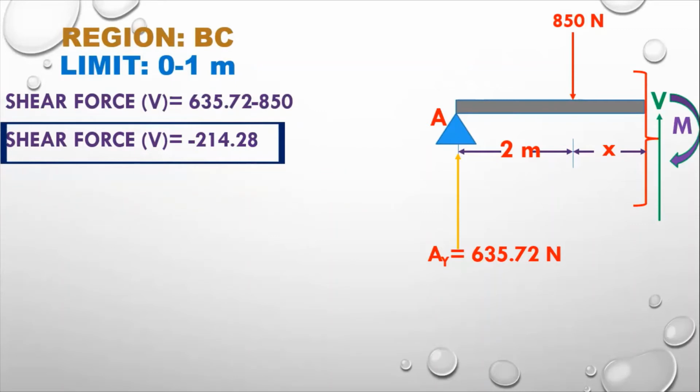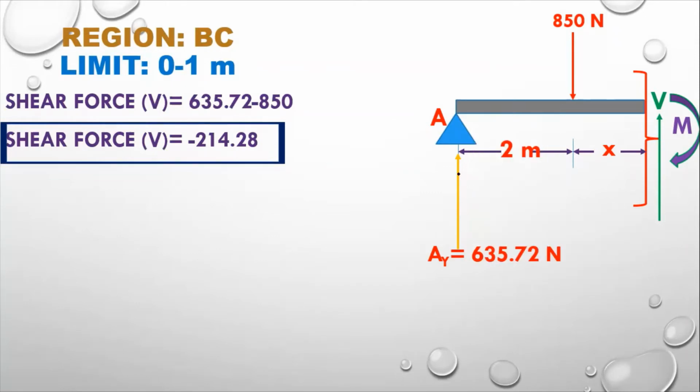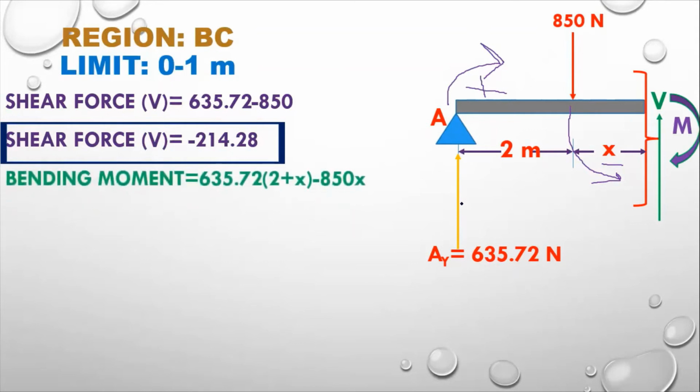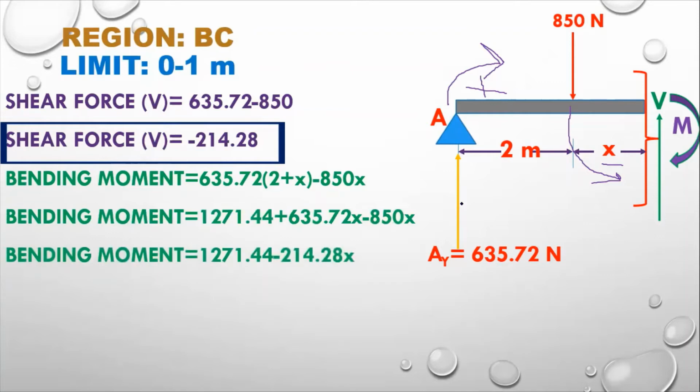So for the bending moment equation, what we have to do, AY 635, let me take a pointer option here, in purple color. When I take moments of this force AY, it will multiply with 2 plus x. And when I take moments of the 850 force, it should be negative, because anticlockwise is negative and clockwise is positive. So 850 multiplied by x. So the equation will become 635.72 into (2 plus x) minus 850x. When we simplify this equation, it becomes like this.